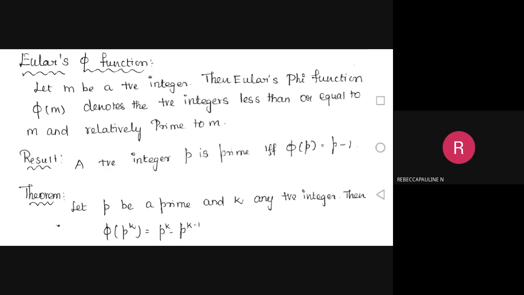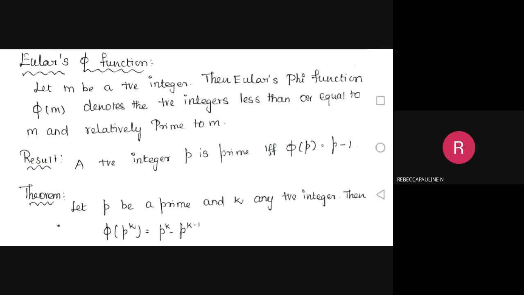So phi of 11 is equal to 10. Phi of 11 means the positive integers less than or equal to 11 and relatively prime to 11. So phi of 11 is equal to 11 minus 1, that is 10. 1 is relatively prime to 11, and 2 is relatively prime to 11, 3 is relatively prime to 11, and also 4, 5, 6, 7, 8, 9, 10. So all these integers are relatively prime to 11.